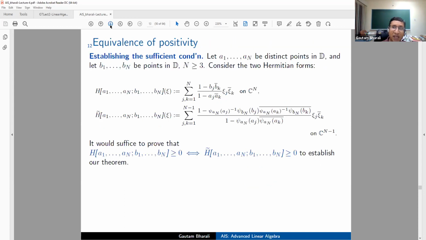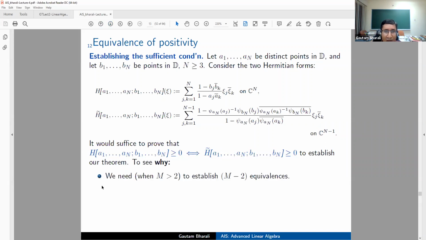So I need to establish basically the equivalence of the positive definiteness of an m by m Hermitian matrix and an associated m-1 times m-1 Hermitian matrix. And then I want to show the equivalence of the positive definiteness of the latter matrix with an even smaller matrix, and so on. So why is this enough, you will ask? Why is this enough?